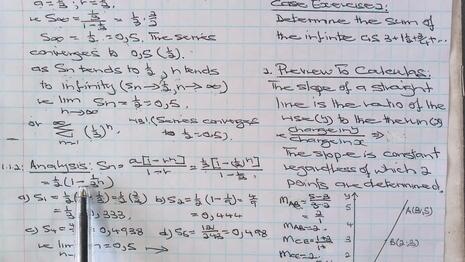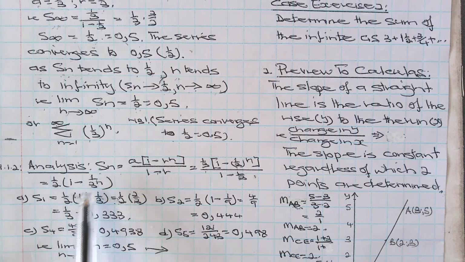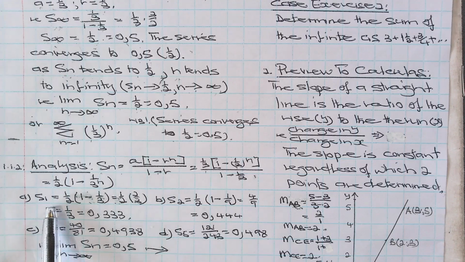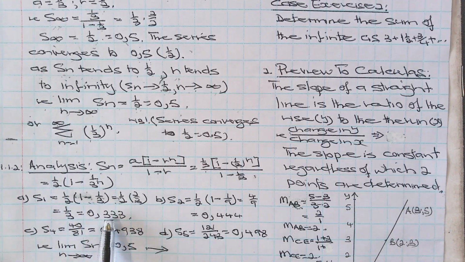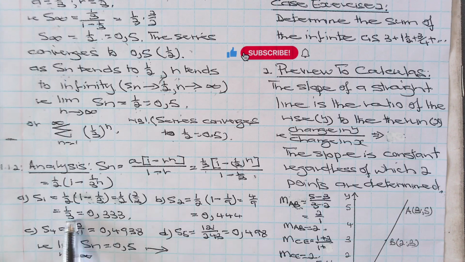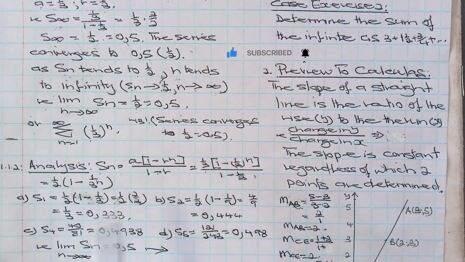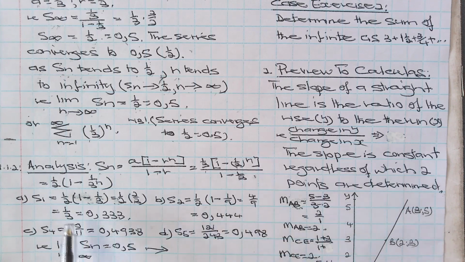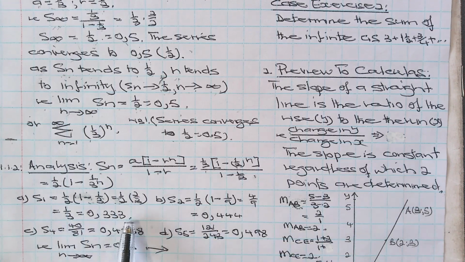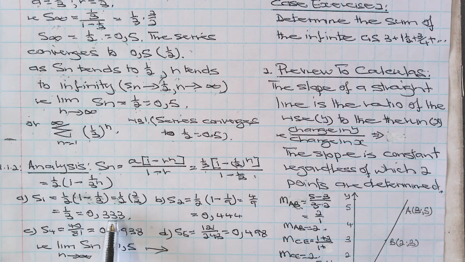This is represented by this. Now, the sum of one term will be equal to 0.333, which is a third. Then the sum of two terms will be 0.444.